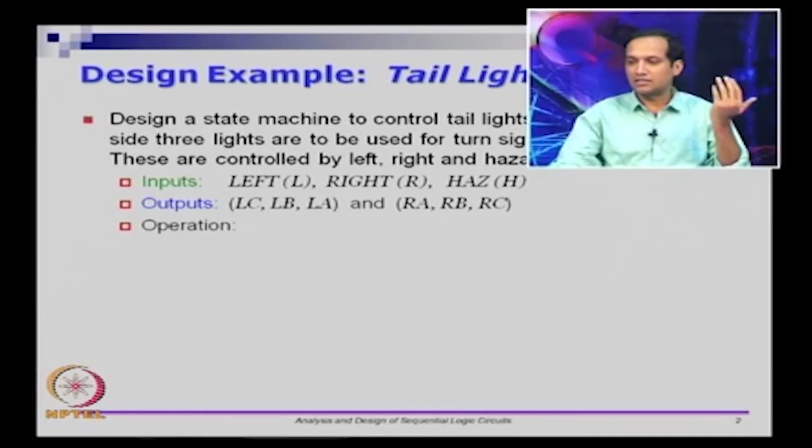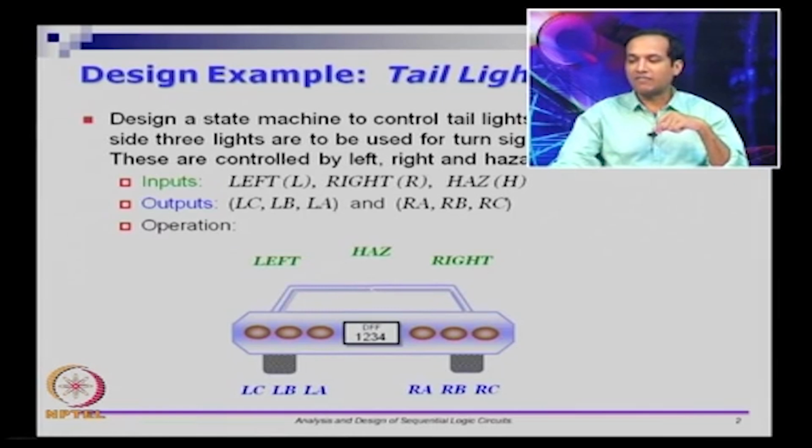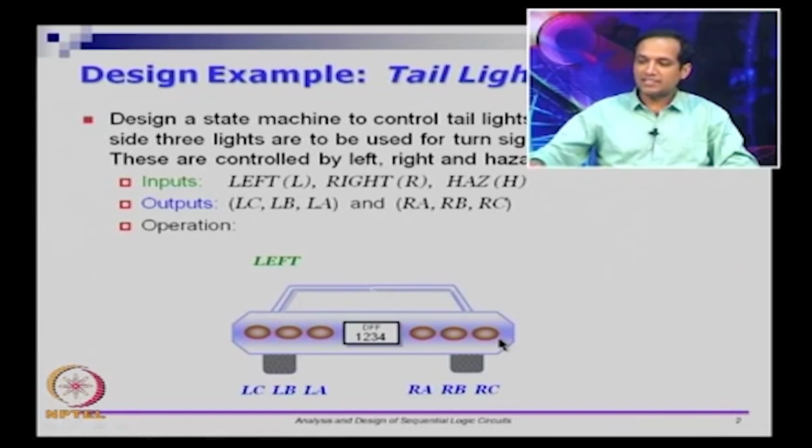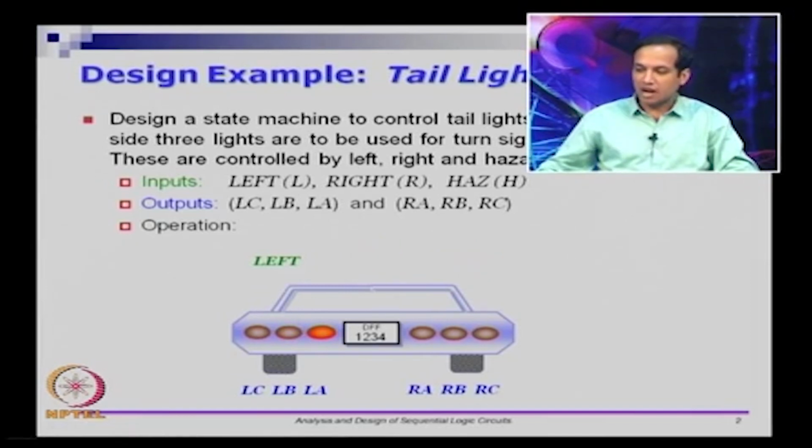LC, LB, LA are 3 left side indicator lights, and RA, RB, RC are right side indicator lights, and the car I have is something like this. So, this is my car here. I have 3 lights on the left side and 3 lights on the right side, and if I press left, you see the thing that is happening here. I want to start from the leftmost bulb, then turn on this one, then turn on this one, and come back and turn off all of them. This is what I want for left.